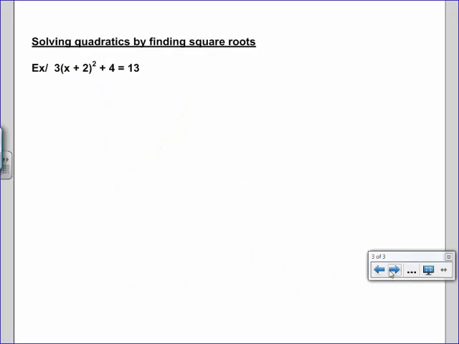All right, let's try one more. Again, this whole part here, x plus 2, is being squared, so we want to get that by itself. So again, much like an equation, we'll subtract the 4 away. So we have 3 times x plus 2 squared, and 13 minus 4 is 9. And now we have to get this 3 eliminated, so we divide by 3.